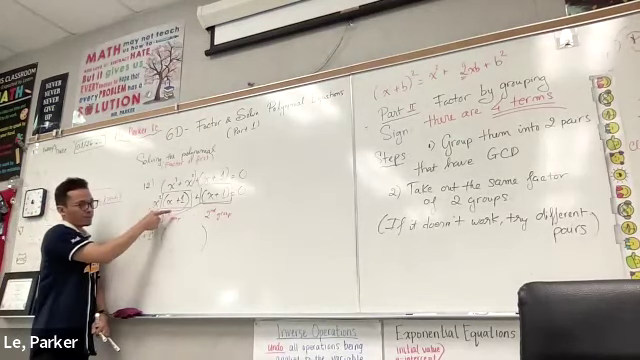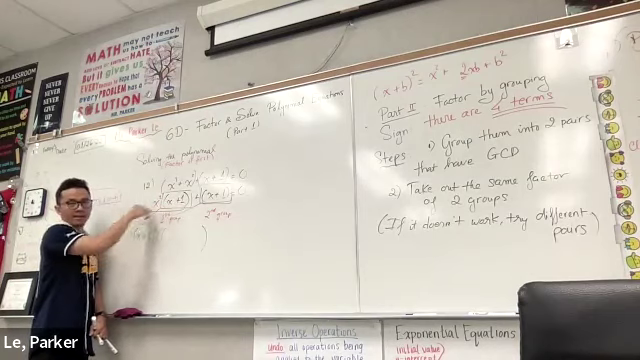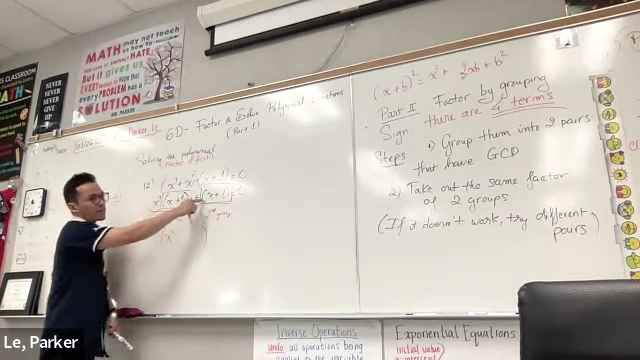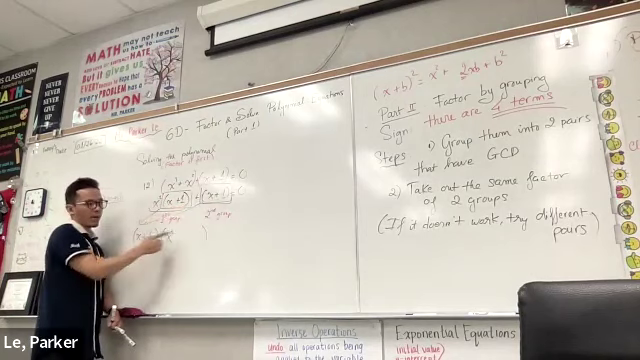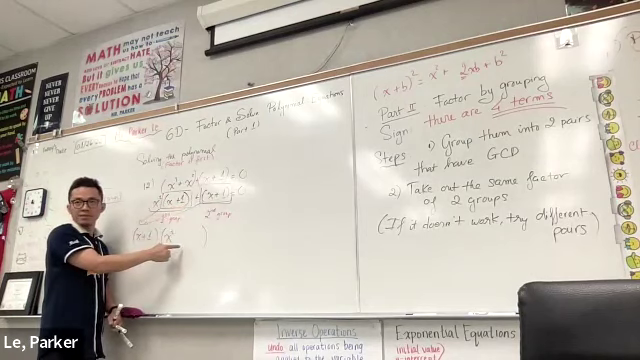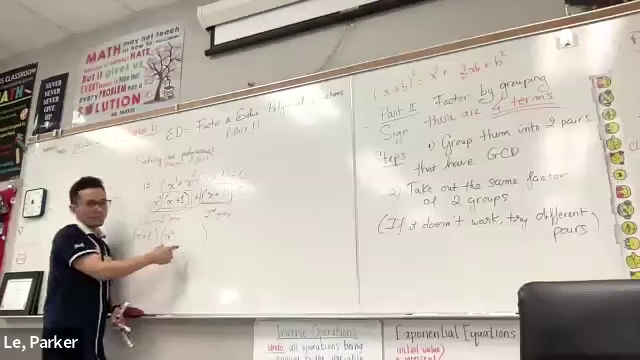The first group, I took x plus one out. What do I have left? X squared. The second group, I took the x plus one out. What do I have left? Give me nothing.